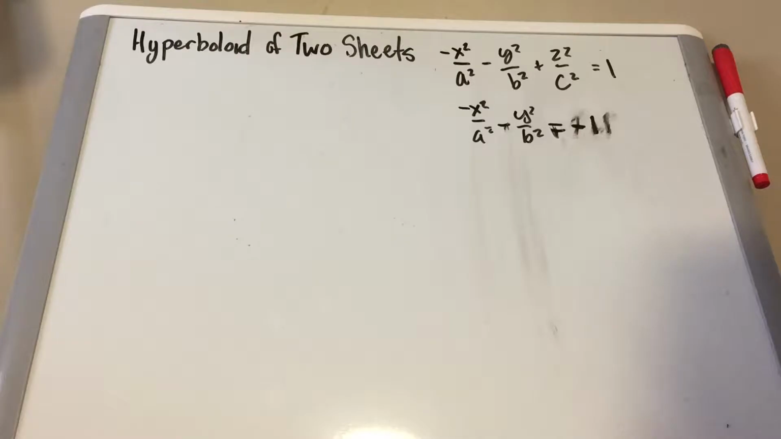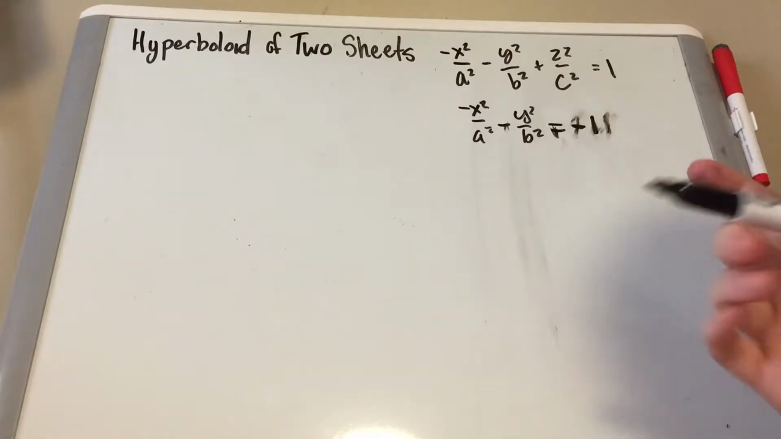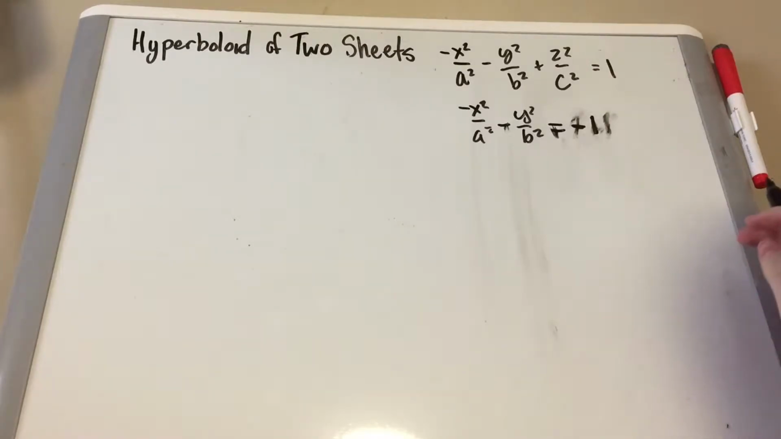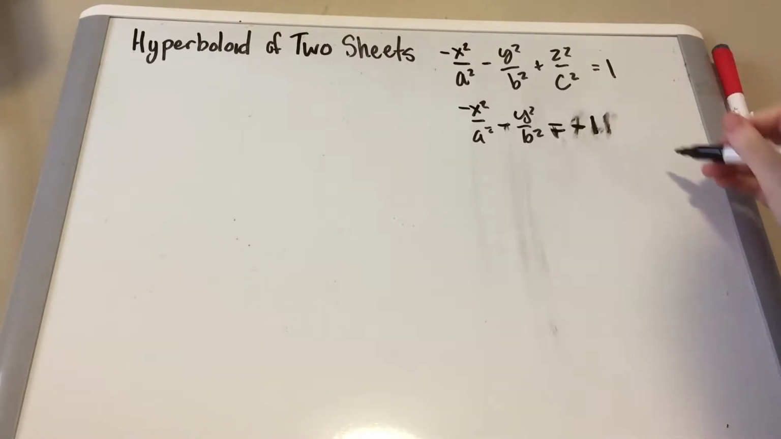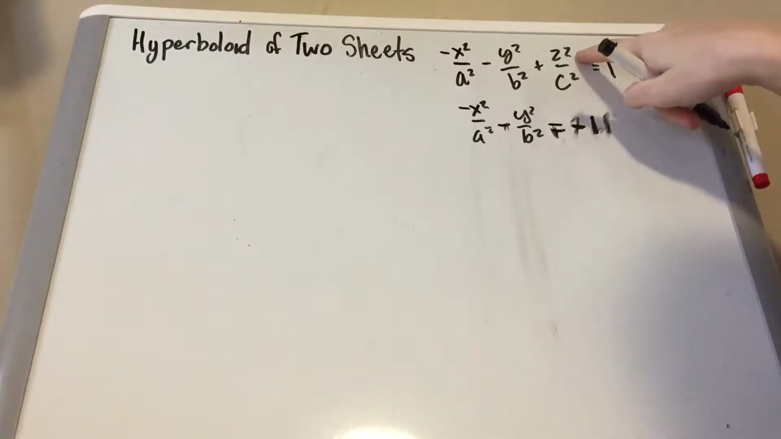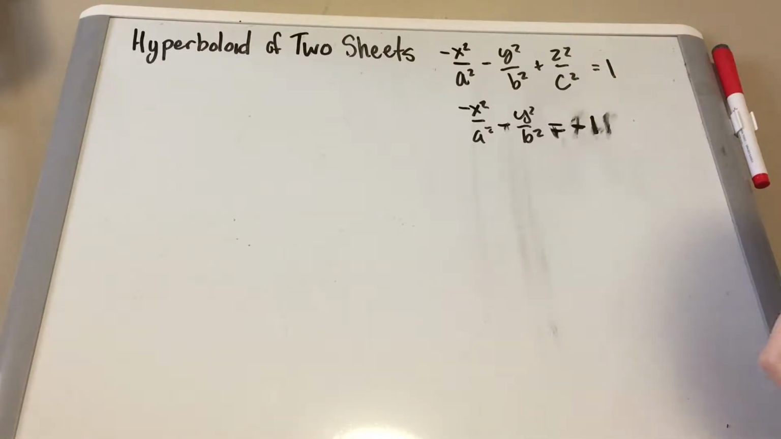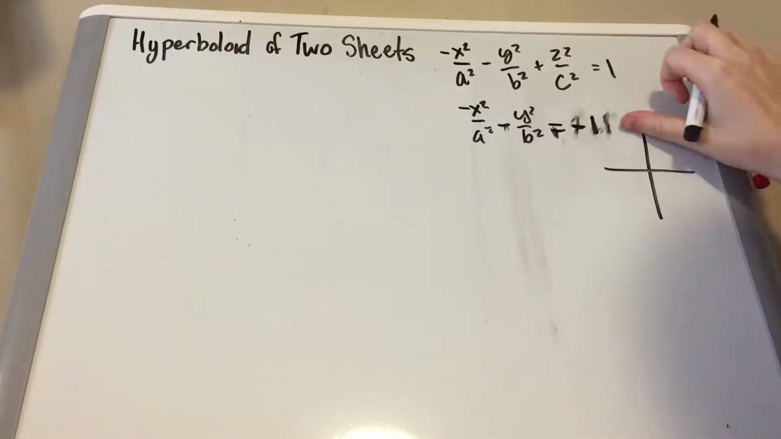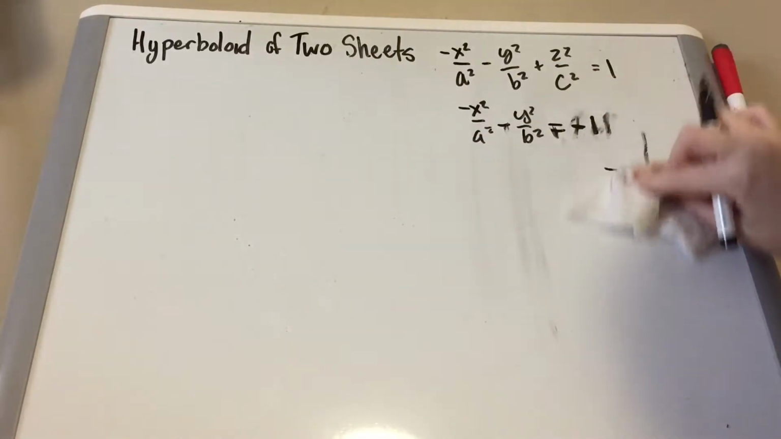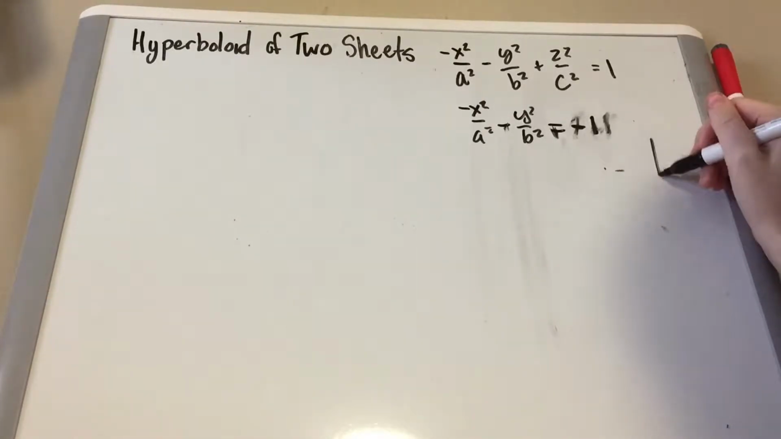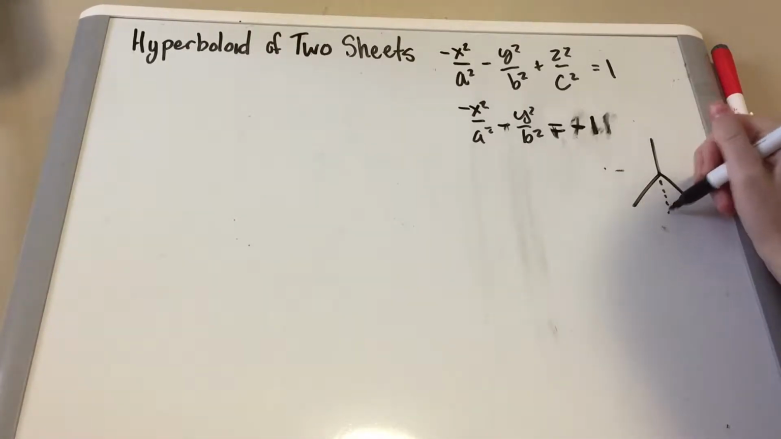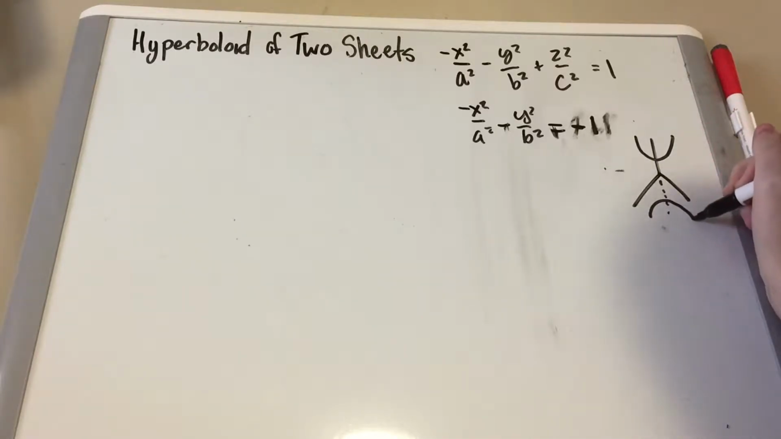So in the same way, if z is less than negative c, we will also be able to shift the equation in the same way to make it valid and equal 1. So we can see here that this shows how we need to have values greater than or less than c to be valid and equal, which is where we get our shape of a hyperboloid of two sheets, which looks something like that.